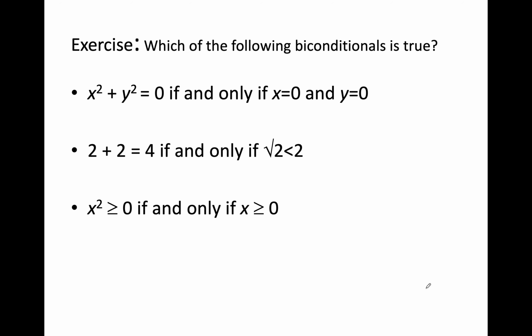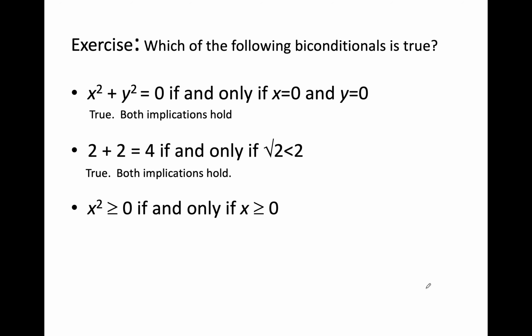If you look at the exercise for this, look at the conditionals. x square plus y square equals 0 if and only if x equals 0 and y equals 0. Is this true or false? Well, it's true because both the statements hold. Now 2 plus 2 equals 4 if and only if root of 2 is less than 2. Is this true? It's true because again this makes sense.